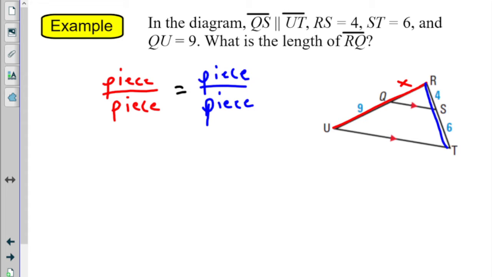So first off, we're going to set up piece over piece on the red. So I'm going to set up 9 over x. 9 and x are my pieces on the red, equals my piece over piece on the blue. So I want to make sure, remember the rule is to keep consistent. So since I put the 9 on top on the red, what do I want to put on top on the blue? Well, it's going to be 6 because that's the one that's furthest away from my starting point. So since 9 goes on top on one side, 6 goes on top on the other side, and on bottom is going to go 4.